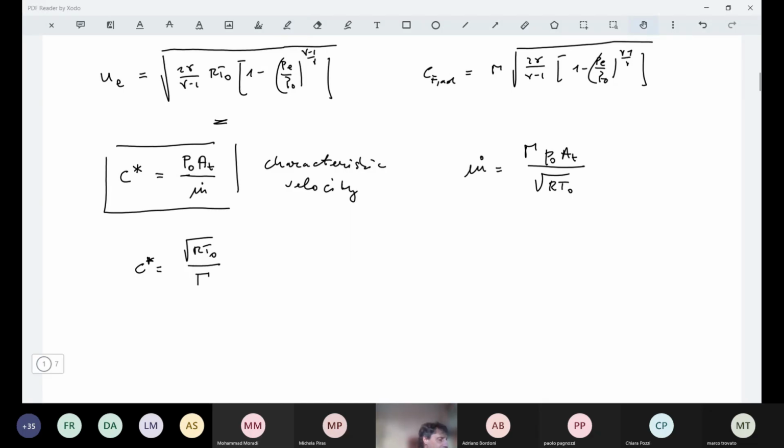So we can see that here we have exactly this square root of RT0, and so we see in particular that if we consider here UE over CF adapted, we have exactly square root of RT0 over gamma, which is exactly the characteristic velocity.